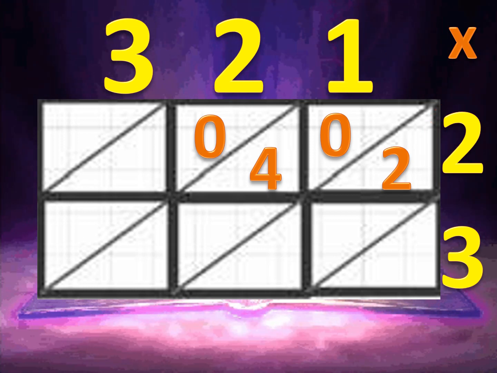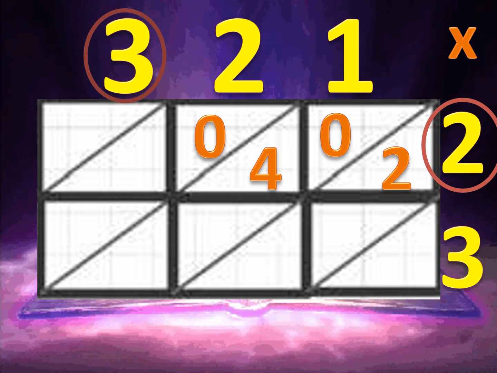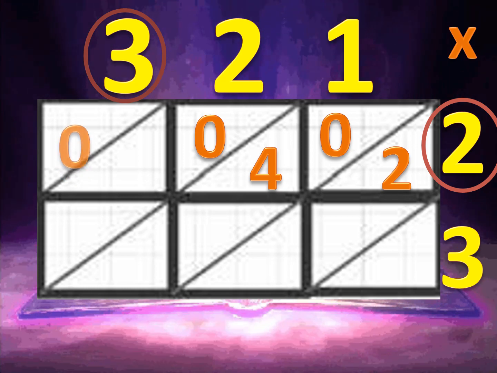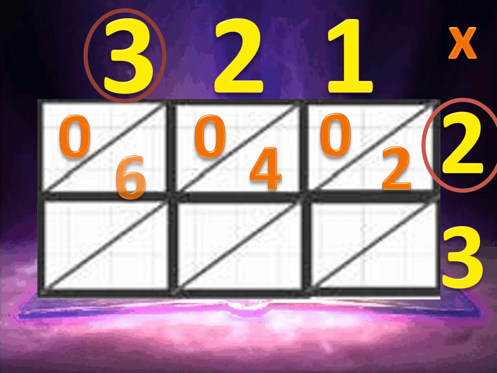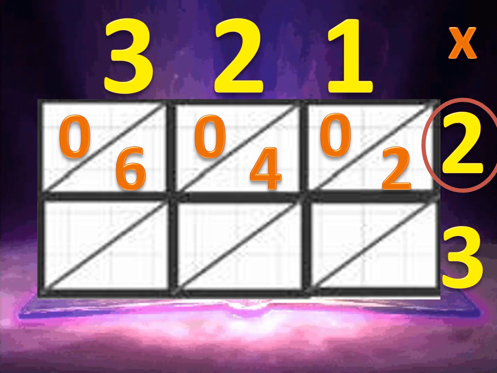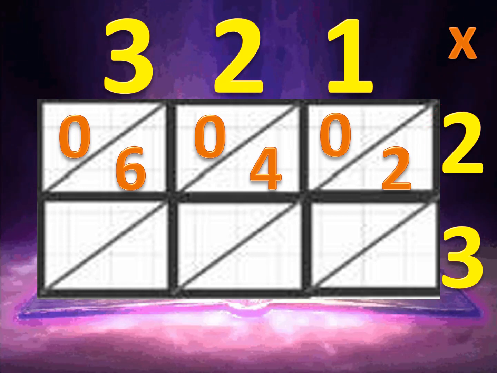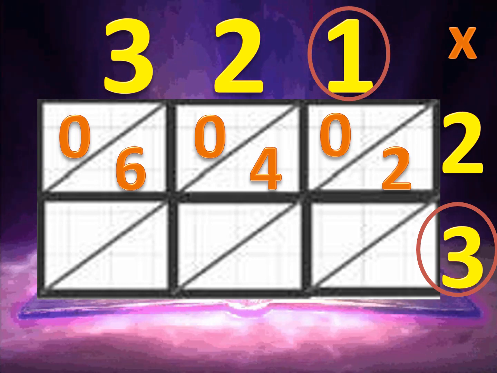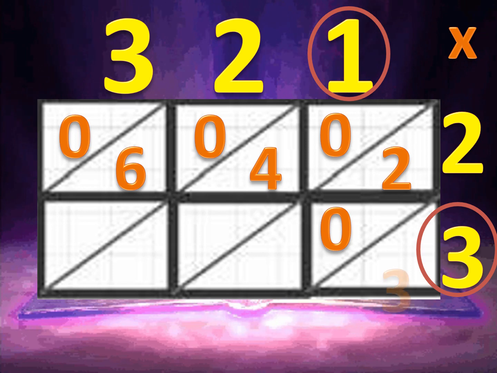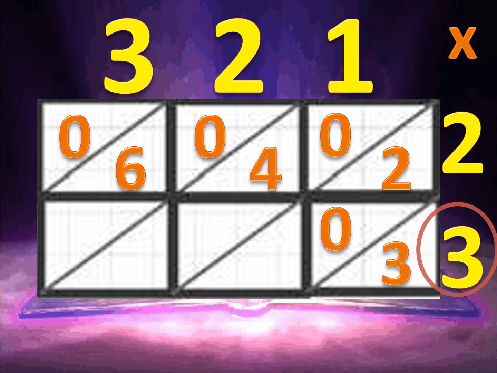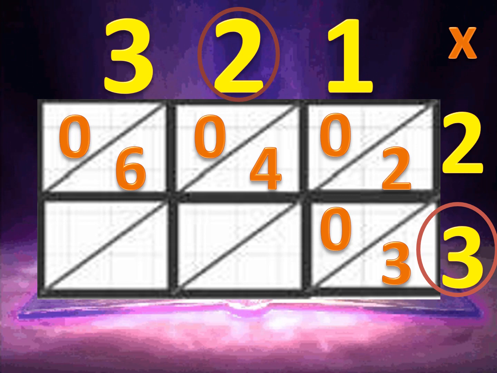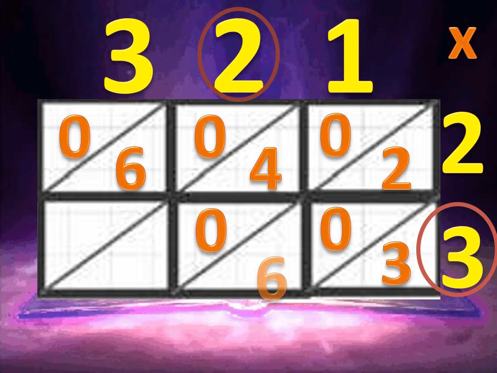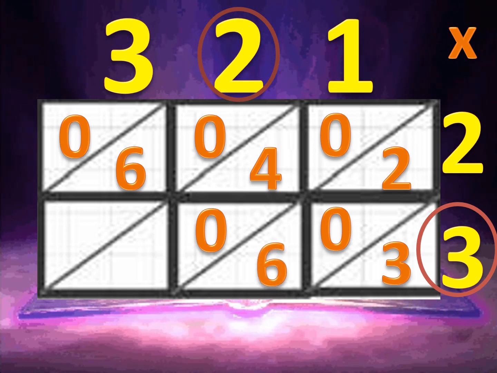For the third number to be multiplied is 2 times 3. 2 times 3 is 6. So 0 will be above the diagonal and 6 below the diagonal. For our next row, which is ones, 3 times 1 is equal to 3. So you need to write 0 above and 3 below. Next number, 3 times 2 is 6. So 0 above and 6 below.